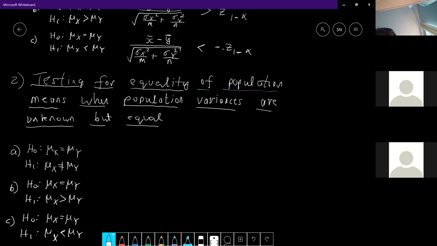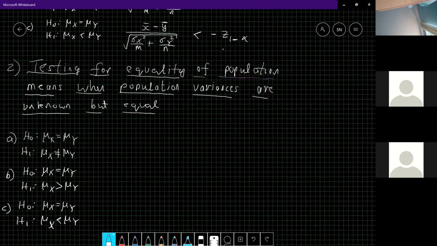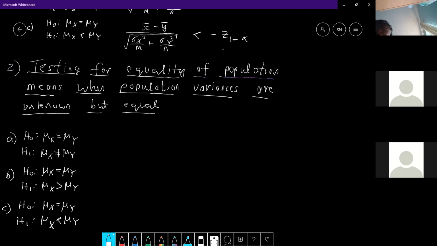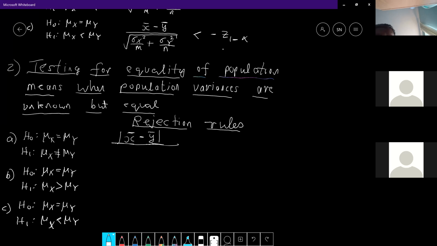Okay, guys. So these are now the rejection rules as follows. So let me write them down. Rejection rules. For the first one, for A, the rejection rule is as follows. This is the absolute sign, not to be confused with the truncate. So this is the absolute value of x bar minus y bar divided by the square root of sp squared, which I will define in a minute.